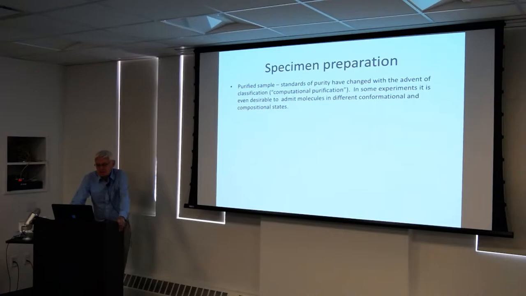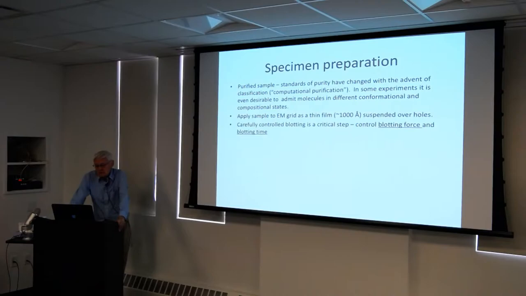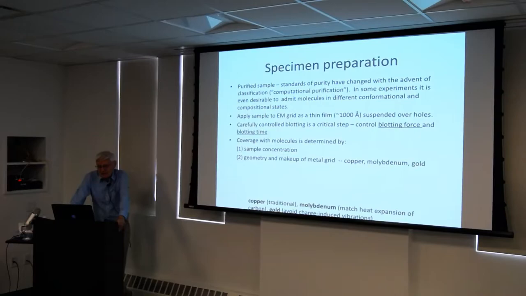Okay, so typically we have a sample on an EM grid at 1,000 angstroms suspended over holes, and careful control of blotting is a critical step. There are these commercial blotters, Vitrobots and so forth, which can control the force and the time computationally. And the coverage with molecules is determined by sample concentration, geometry, and makeup of the metal grid.